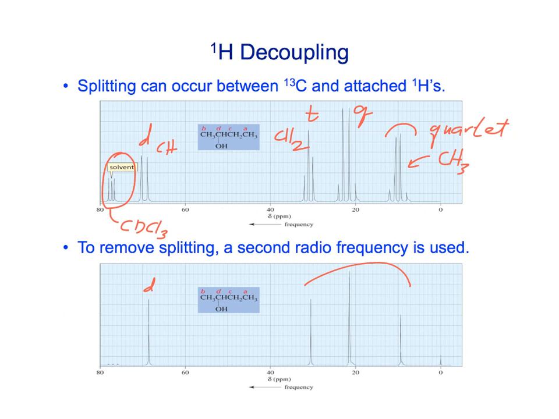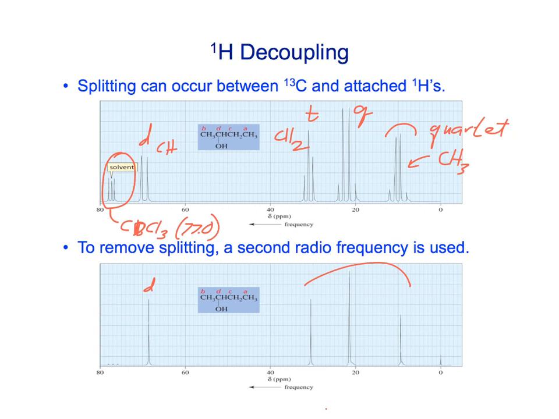Deuterium is different than what we've seen. Deuterium, instead of this spin 1/2, has a spin of 1, and that ends up splitting the C13 for that solvent into 3 peaks. So we'll oftentimes see this common solvent at 77.0 for deuterated chloroform.